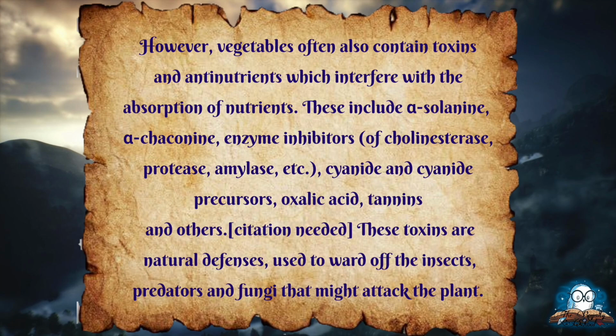However, vegetables often also contain toxins and anti-nutrients which interfere with the absorption of nutrients. These include alpha-solanine, alpha-chaconine, enzyme inhibitors of cholinesterase, protease, amylase, etc., cyanide and cyanide precursors, oxalic acid, tannins, and others. These toxins are natural defenses used to ward off the insects, predators, and fungi that might attack the plant.